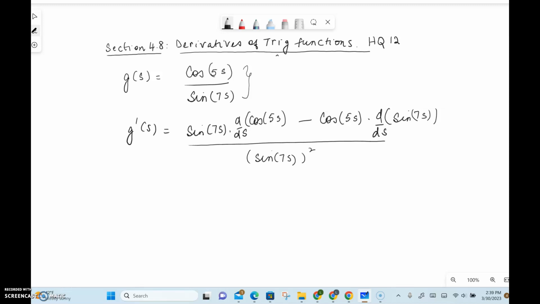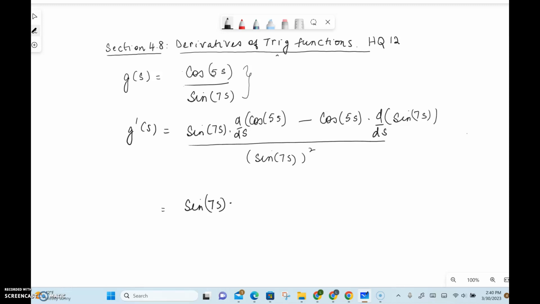So to begin with, we used the quotient rule because it's a quotient. It's a numerator divided by denominator. So the next step, sine of 7s. Remember, everything is a function of s here. D by ds of cosine of 5s.